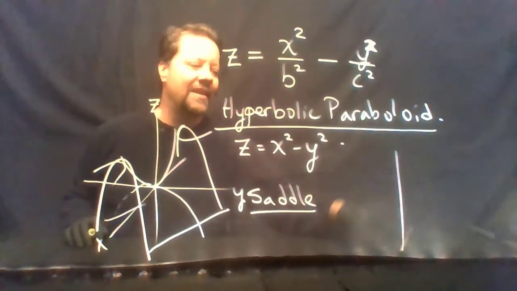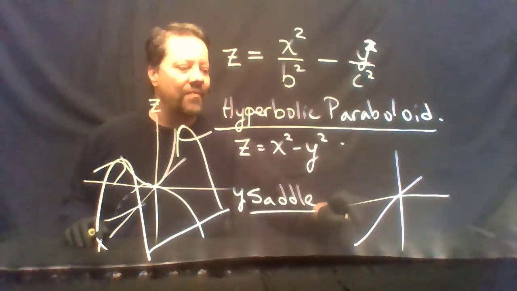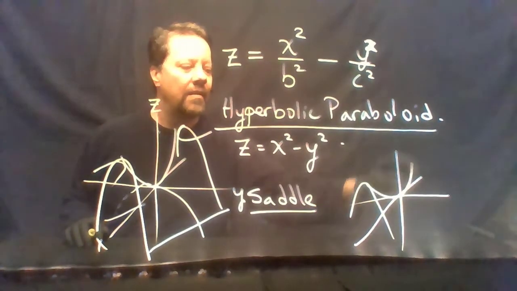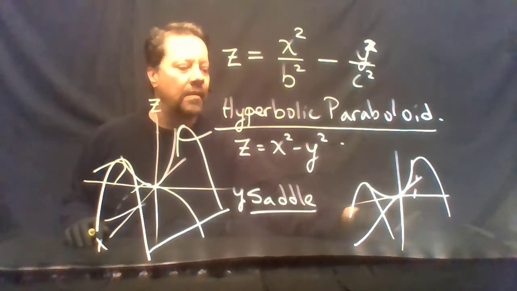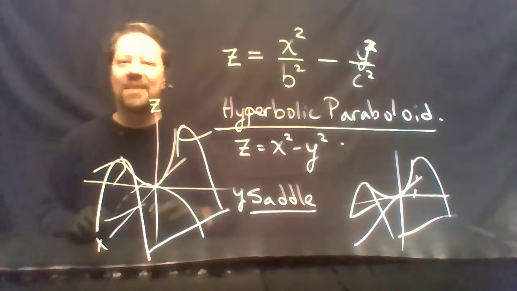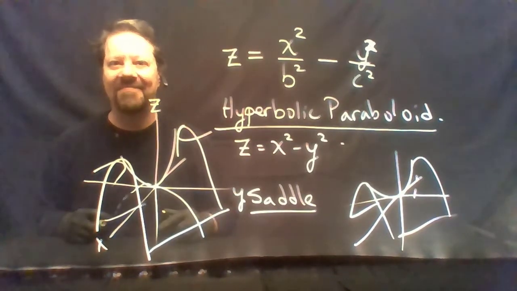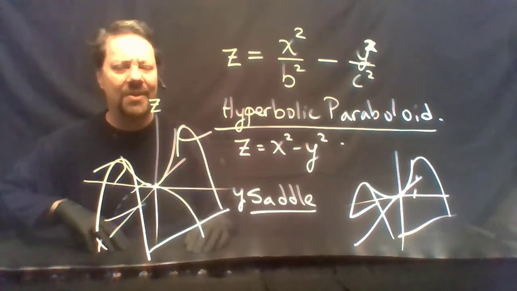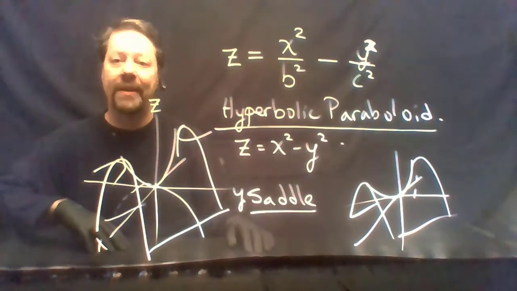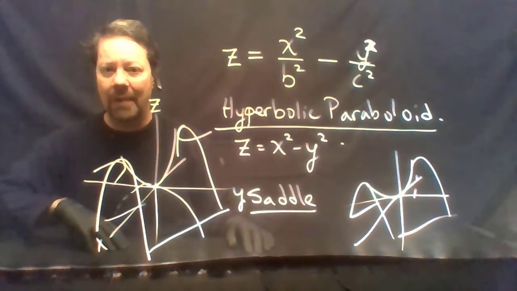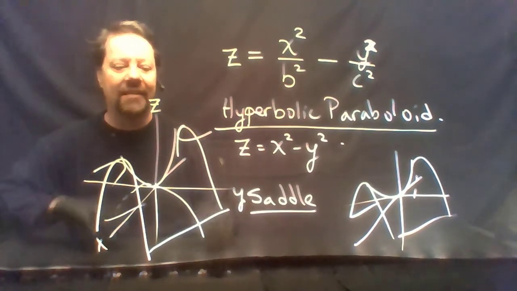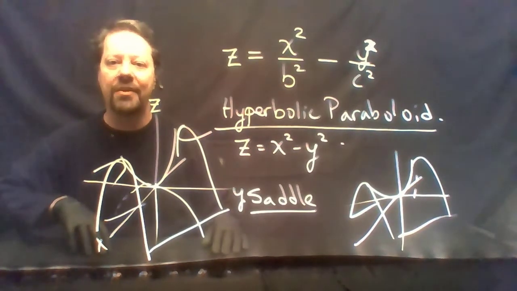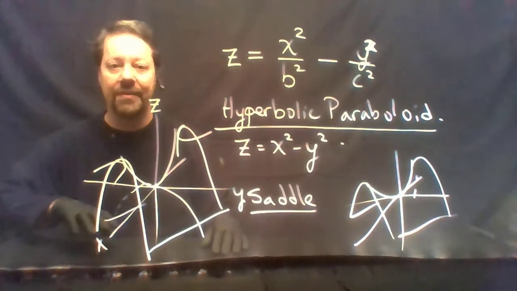A good way to draw these is as follows. Something like a saddle. It's very important that you understand the hyperbolic paraboloid and the elliptic paraboloid. An understanding of these surfaces will be essential for our understanding of extrema on surfaces later.